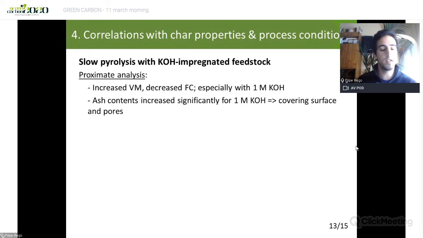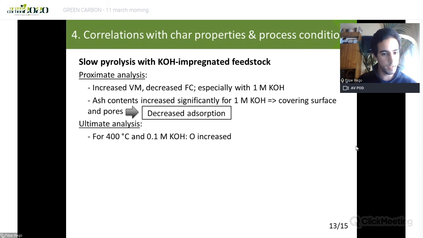As for the KOH chars, I saw an increase in volatile matter with the KOH ones, increasing with KOH concentration. The ash content increased significantly, especially for the 1 molar KOH. And this, I assume, is covering the surface and the pores. So I related this to the decrease in adsorption I found for the 400-degree char with 1 molar KOH.